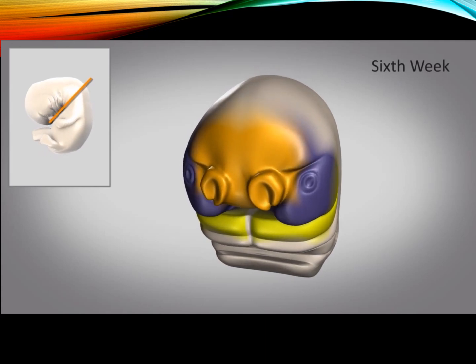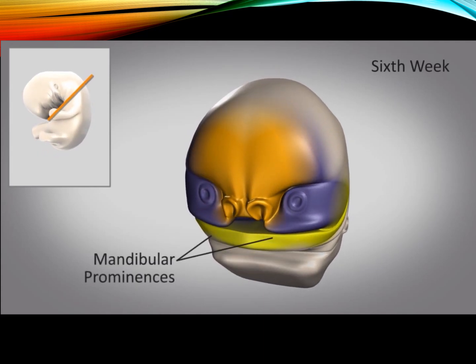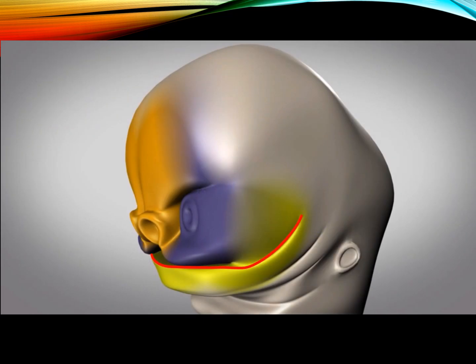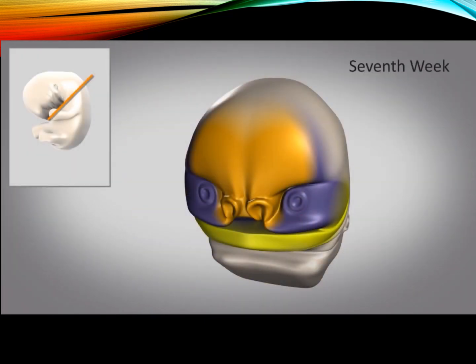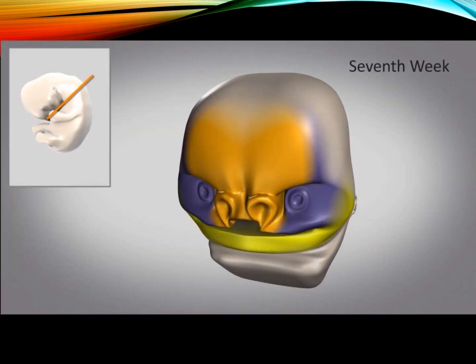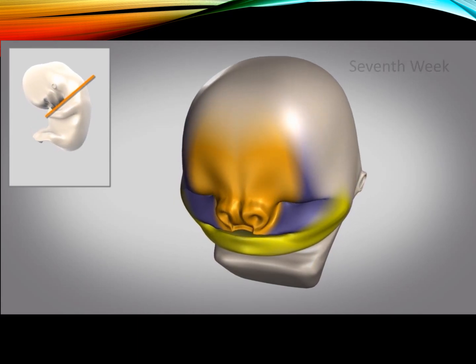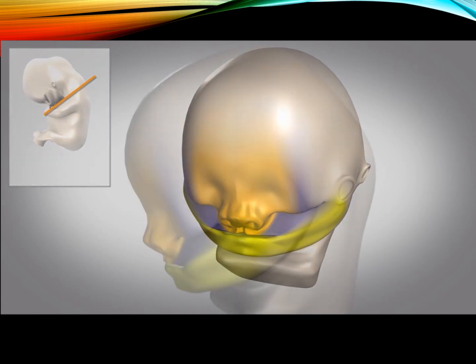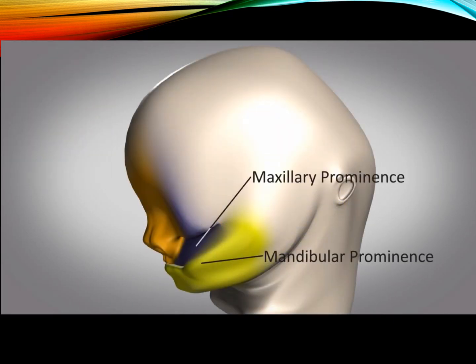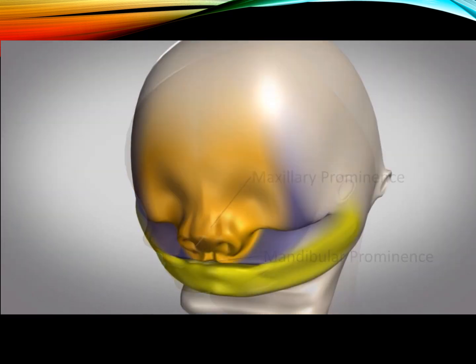In a 6-week-old embryo, the 2 mandibular prominences fuse to form the lower jaw. At this point, the outline of the mouth is visible. In the 7-week-old embryo, the maxillary prominences grow and fuse to form the border of the nostril and the upper lip. Merging of the maxillary and mandibular prominences forms the cheeks and the corners of the mouth. The philtrum of the upper lip and palate are also created at this time.